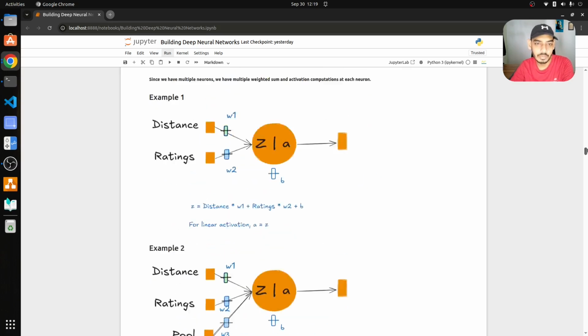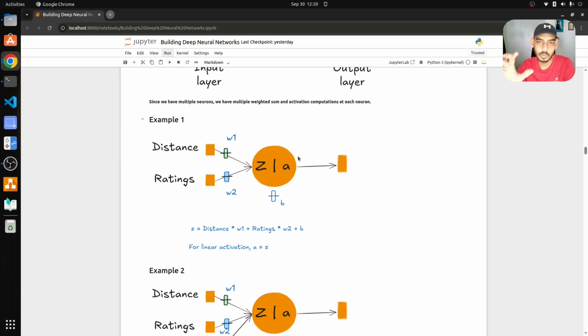For example, let's take one neuron. We have distance and ratings, W1 and W2. Then we multiply distance by W1 and ratings by W2. Then we have our bias for that specific neuron. We combine all together to get Z. Now, since we talked about linear activation, whatever input you give will be the output as well. It doesn't change anything with respect to your input. So Z is passed to the activation function, which is equal to Z again. So with linear activation, A is equal to Z.